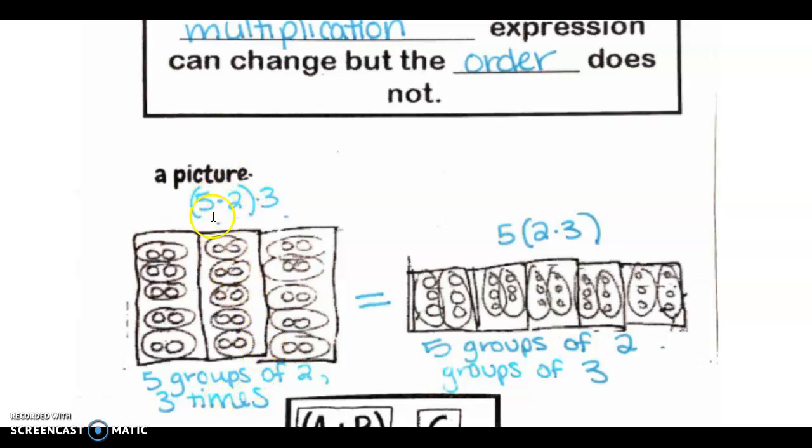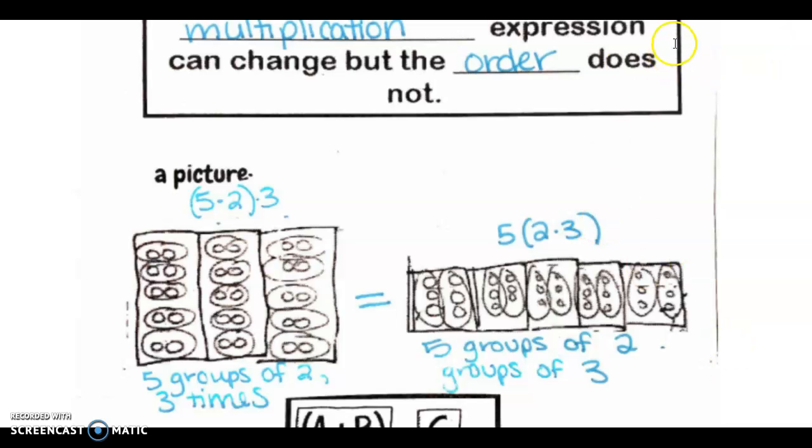Awesome. If you have that multiplication and you set up that array, you could set it up differently. You could say instead of 5 groups of 2 3 times, you could say 5 groups of 2 groups of 3. Or you could say 2 groups of 3 5 times. But we want to maintain that 5 in the front so that we don't change the order.